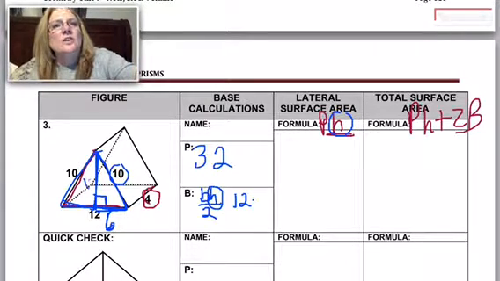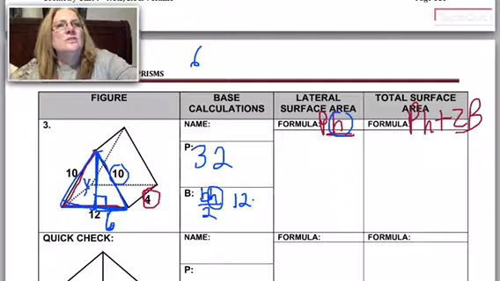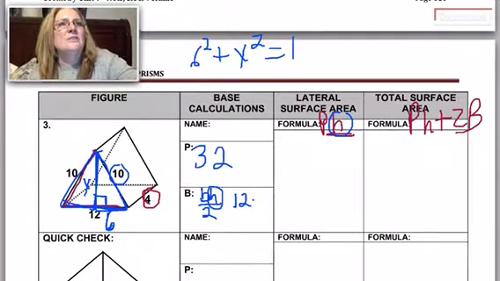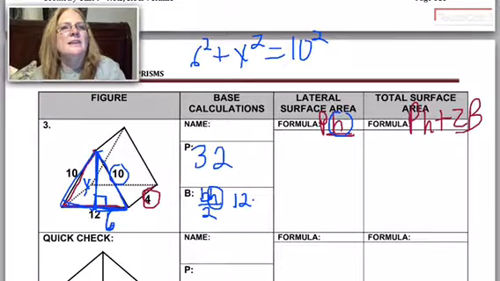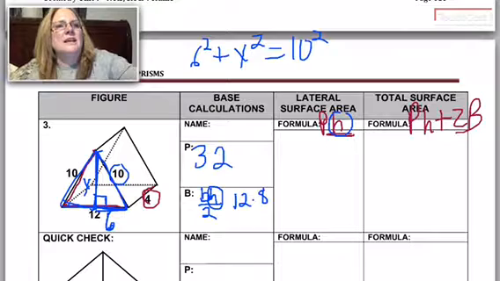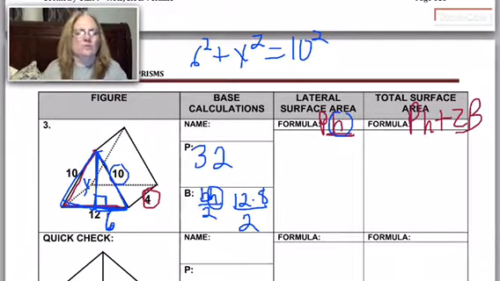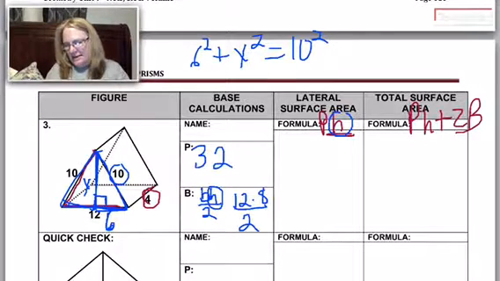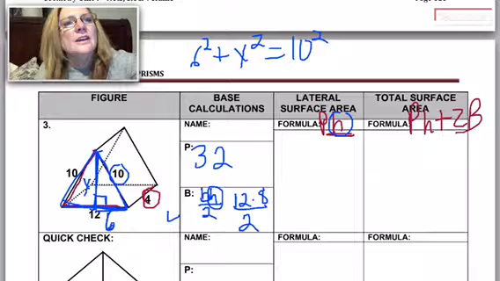not, I'll just call this side x. You could do 6 squared plus x squared is equal to 10 squared, and you will find that that side is 8. So this is going to be 12 times 8 divided by 2. And that will give you the area of that triangle. So that is 48. Okay, so the area of this triangle is 48.